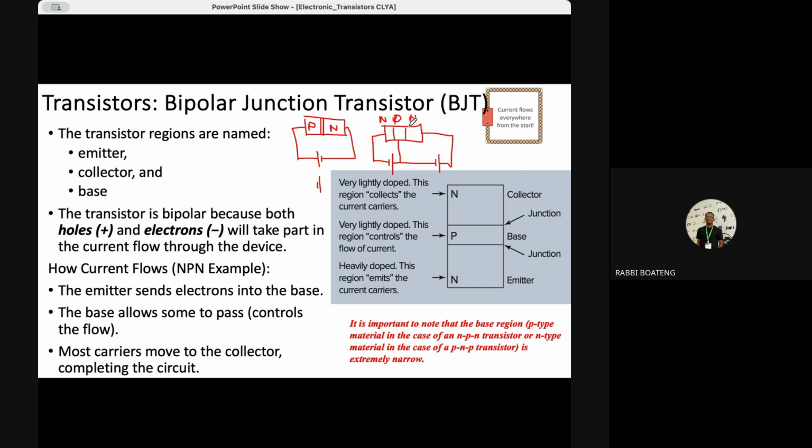So the junction here is going to be reversed. Is that okay? And the junction here, now we have two junctions, and this junction is going to be forward bias. Let's think about it in that perspective. Is that okay? Please, any question up to this point? We are building a point.